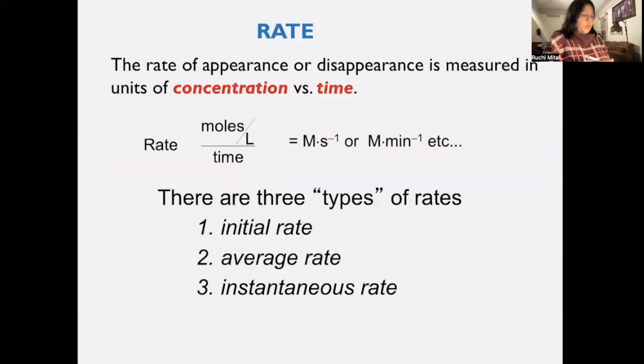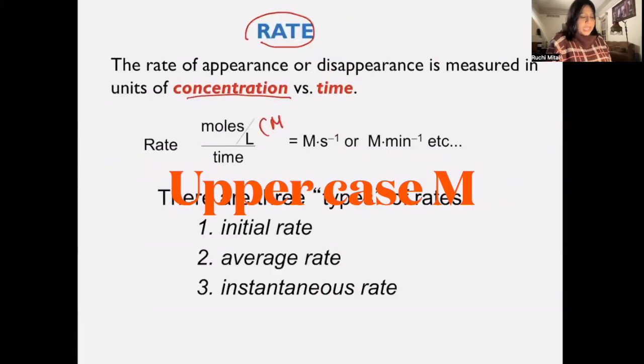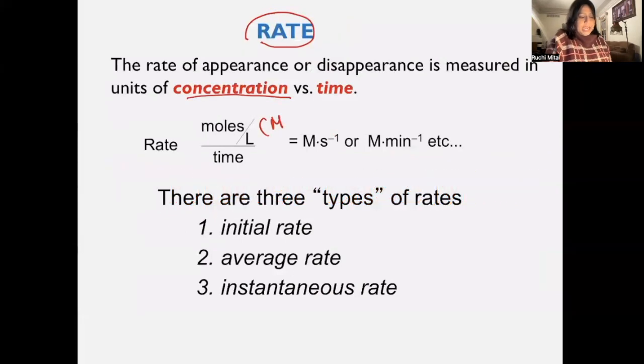Now, rate. So as I said, what is rate? The rate of appearance or disappearance is measured in units of concentration. Concentration means molarity, which is moles per liter, over time. And if you all remember, molarity is given with a capital M. So it is molarity M over time, and so it is M over s. This is the unit of rate.